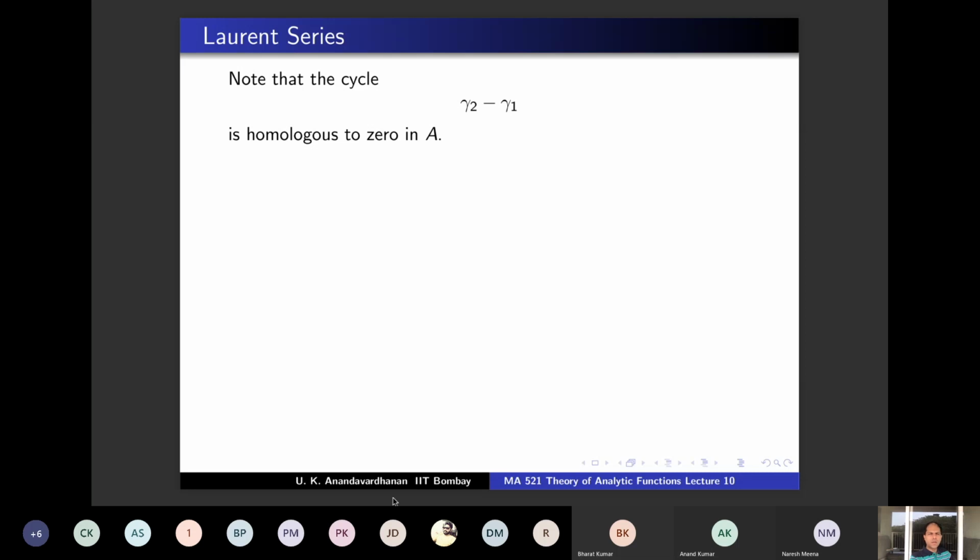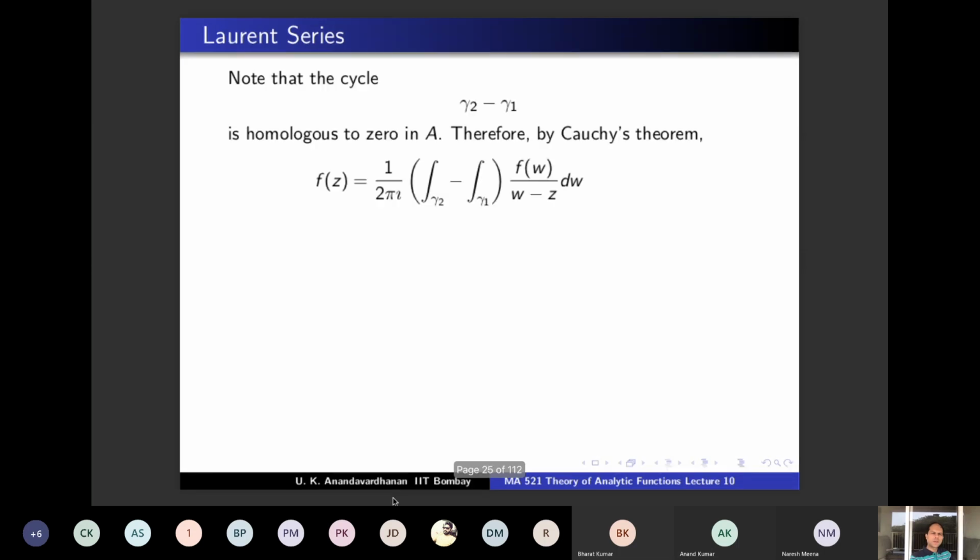In other words, gamma 2 minus gamma 1 is homologous to 0 in A. If you take any point outside A, the index of gamma 2 minus gamma 1 at that point is 0. And therefore, we can apply Cauchy's theorem. So Cauchy's theorem would say that f(z) is 1 by 2 pi i integral of f(w) by w minus z dw, where the integral is over this cycle gamma 2 minus gamma 1. So this is the meaning of that statement, right? So we have Cauchy's theorem.